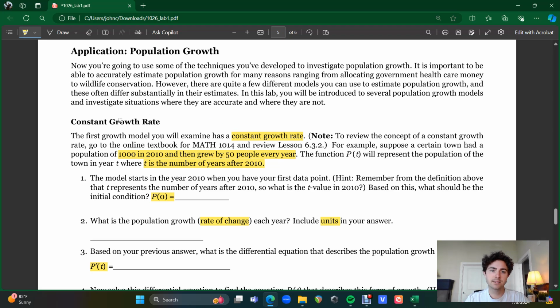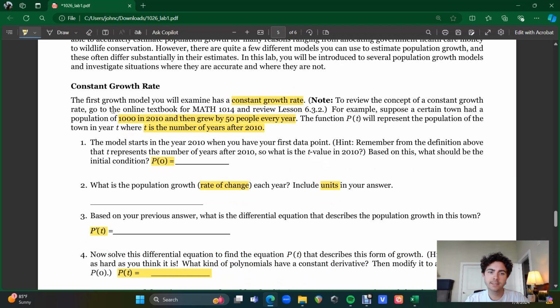Let's talk about a constant growth rate. Constant growth rate is just a fancy word for constant slope, constant rate of change, a linear function. If you have the same or constant slope the entire time, that's a linear function, right? So they give us this example. They say a certain town had a population of 1,000 in 2010, and then only grew by 50 people every year. So it was a locked-in, constant growth rate of 50 people every year. So it'd be 1,000, and then 1,050, and then 1,100, and then 1,150, and so on and so forth.